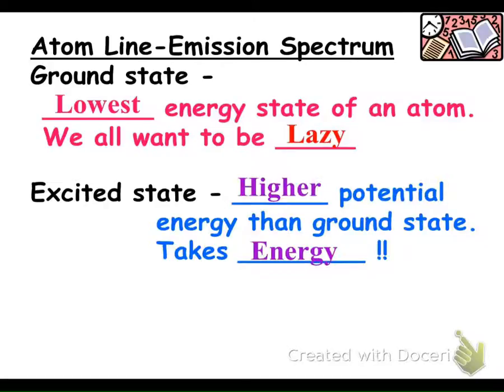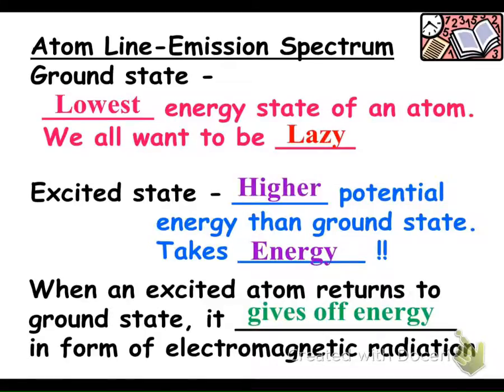The excited state is a higher potential energy, and it takes energy, and it's more energy than the ground state. And so excited state would be like if you're sprinting. Ground state would be like if you're just standing still. When an atom gets to an excited state, it will return to its ground state. When it does that, it will give off energy in the form of electromagnetic radiation.